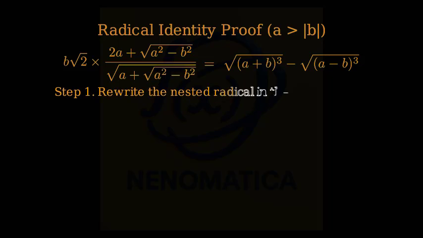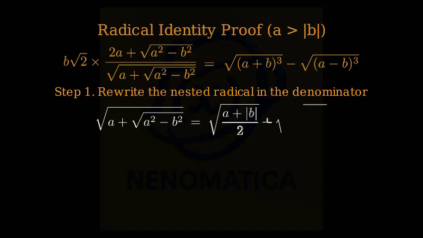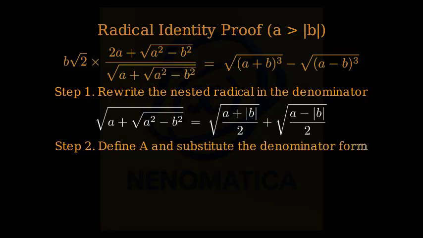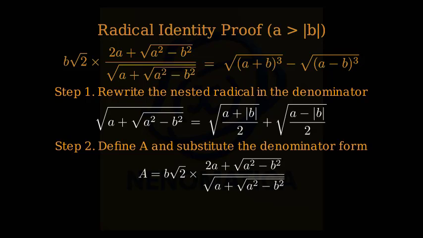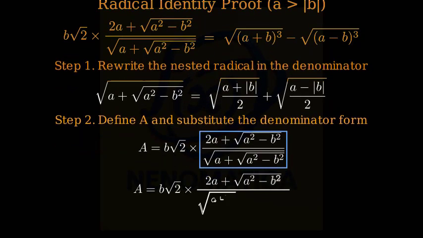Step 1. Express the denominator. The square root of a plus the square root of a squared minus b squared equals the sum of the two half radicals with absolute value of b. Step 2. Let capital A be the left-hand side. Substitute the denominator we just found.